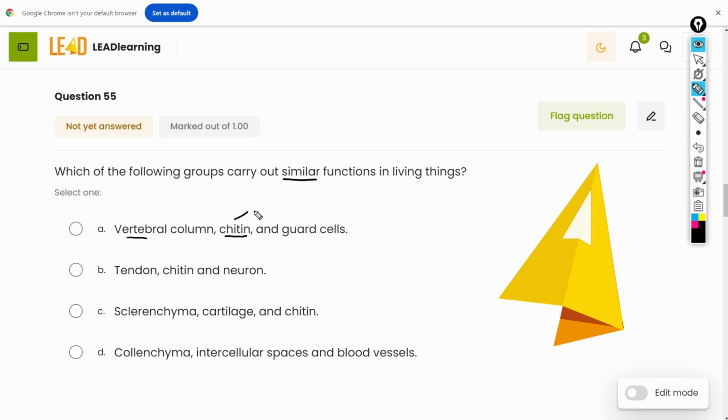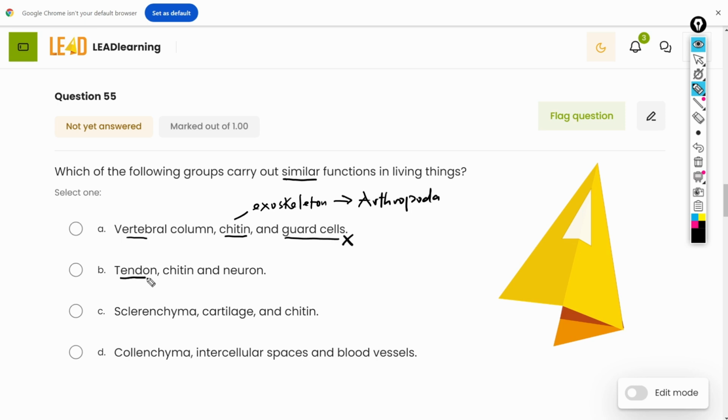It is the component of the exoskeleton in a group of animals that belong to the phylum Arthropoda. Your crabs, your spiders, your insects, their exoskeleton is supported by chitin. Now, the guard cells control the opening and the closing of the stomata, so they do not perform the function of support as chitin and vertebral column.